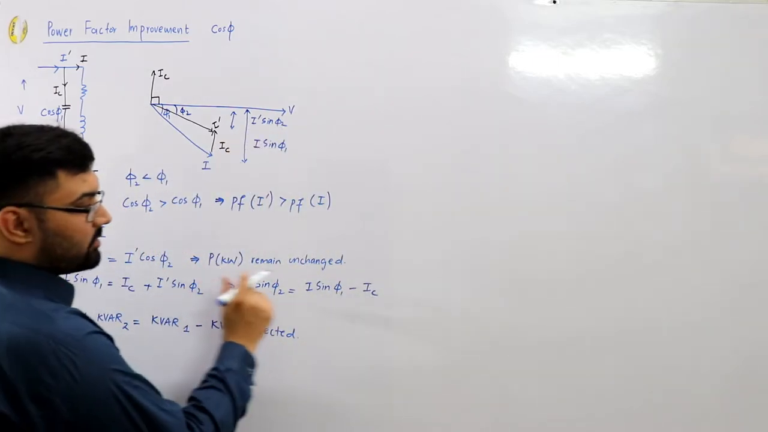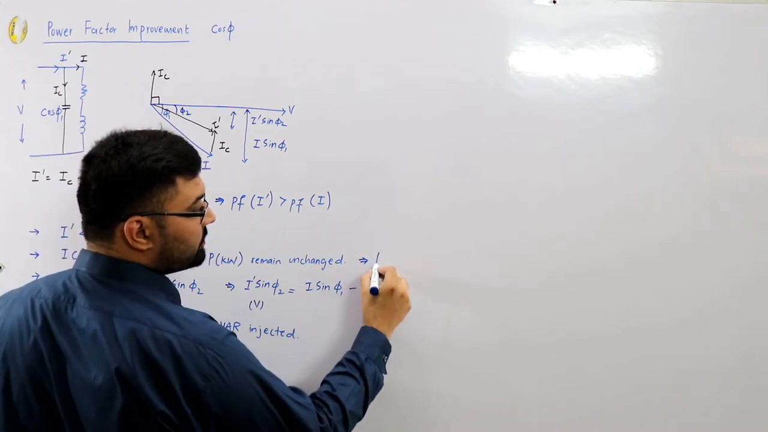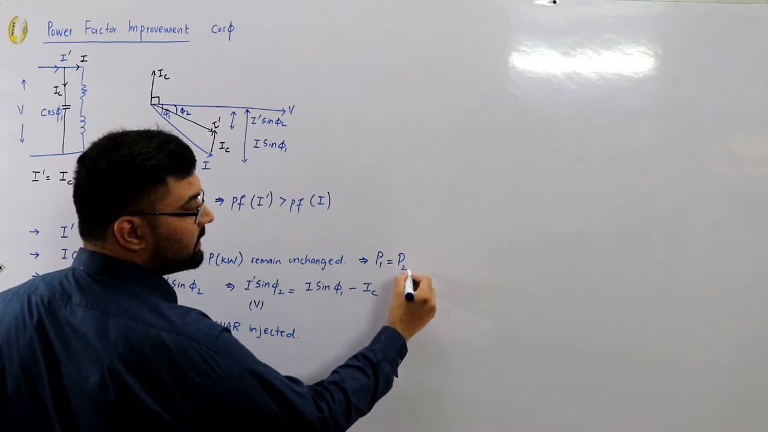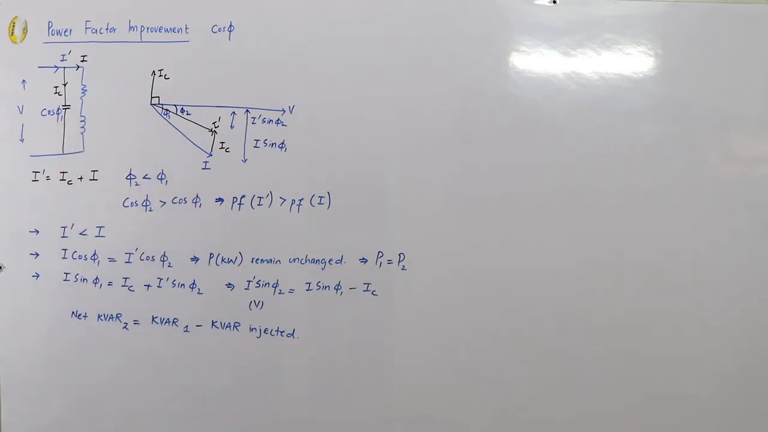Fine, yes. From here you can see that P1 is equal to P2, which means that the active power before power factor correction is equal to the active power after power factor correction, right? Yes. So this is just a general talk about it, right?